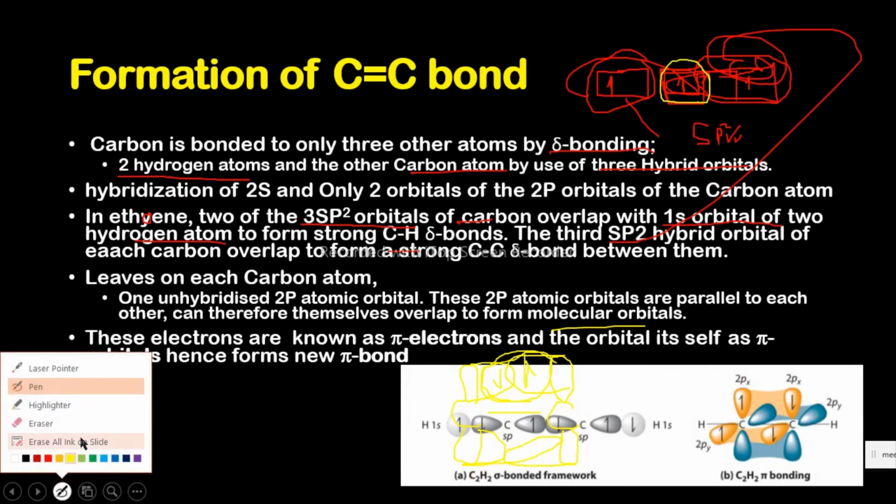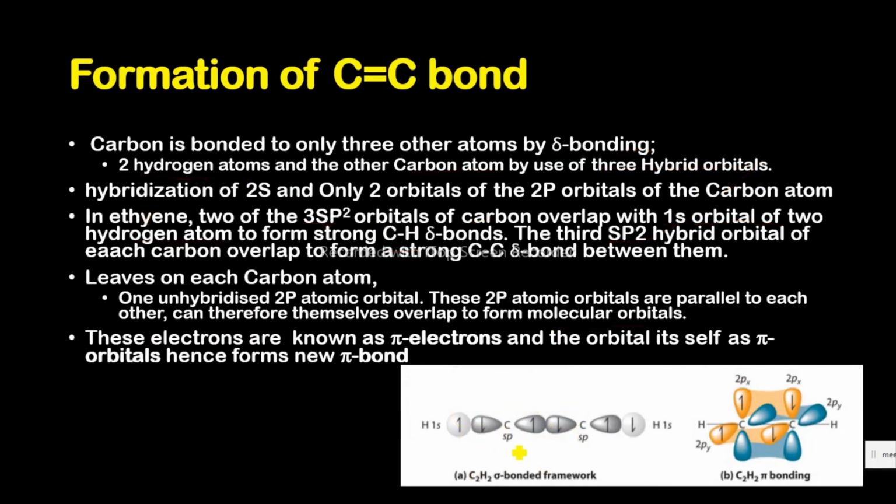So let me first erase some ink. So this is the hybrid orbital. Let me get a different pen. So this is the hydrogen orbital, and it is undergoing orbital overlap with the sp2 hybrid orbital of carbon. Also this carbon is doing the same. Actually, this is for a triple bond. Sorry for this, but this is for a triple bond. It is supposed to be down.